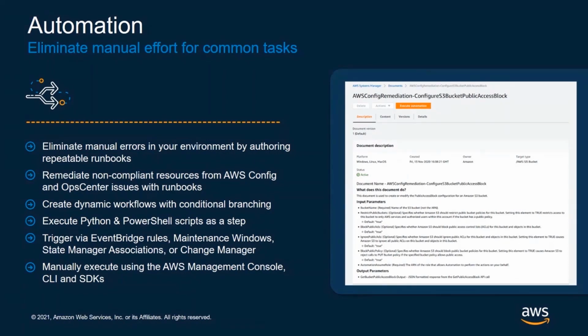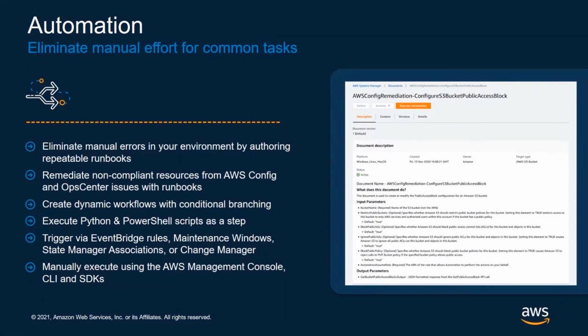So on the right-hand side, you can see an example AWS provided document, which is related to AWS Config. In this case, it is for the AWS Config rule to check if an S3 bucket has public access allowed. We want to ensure that our S3 buckets are not allowed to be made available publicly. So we can execute this automation runbook in order to review our S3 bucket and ensure that public access is not allowed.